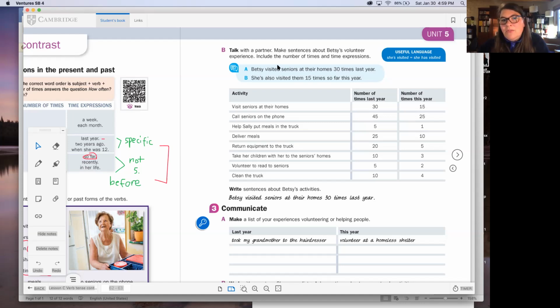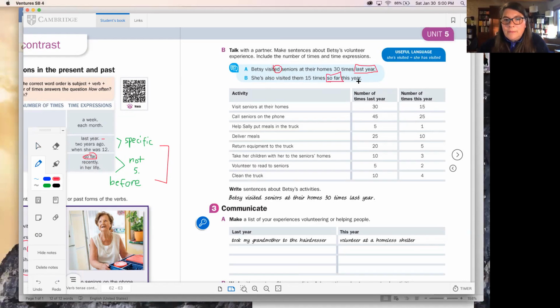Let's look again. Betsy visited, simple past, right here. Visited seniors at their homes 30 times last year, right? She's also visited them 15 times so far this year. This one is past. I can write this. Past. And so far is present. Whoops. Present. I'll just do PP. How's that? Present perfect. Okay. Here is your has, and there's your participle.